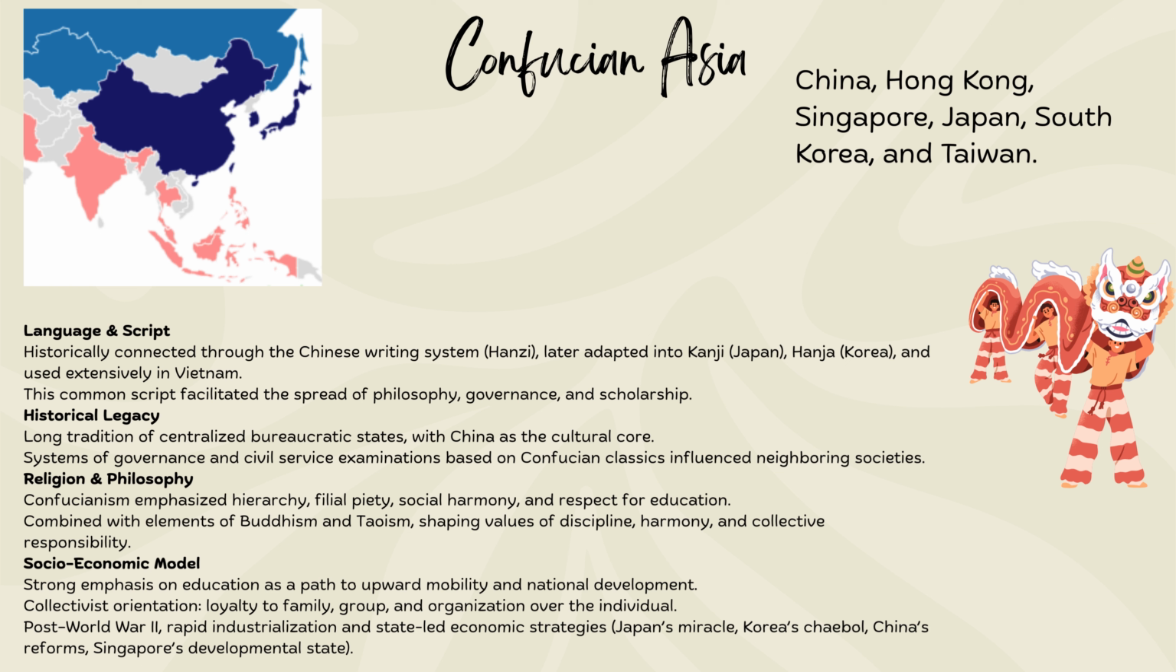Finally, there is the socio-economic model. In these societies, education is regarded as the main pathway to upward mobility and national development. Collectivism is emphasized. Loyalty to family, organization, and society comes before individual interests. After World War II, these shared values enabled the region to enter a period of rapid industrialization with strong state-led strategies: Japan's economic miracle, South Korea's chaebol system, China's reforms and opening up, and Singapore's developmental state.